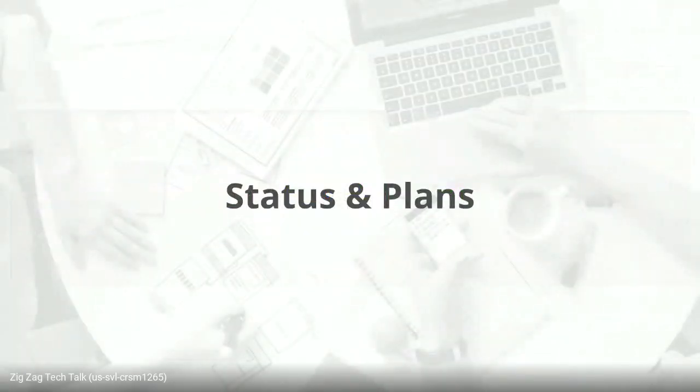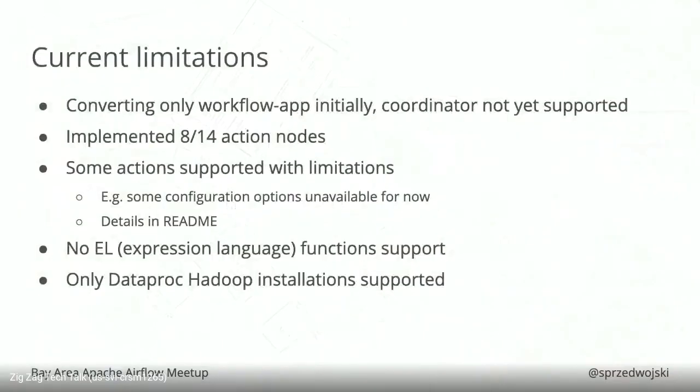All right, so let me now tell you where we are, because this is an ongoing project. We haven't finished everything yet, so there are some limitations. For example, we only convert the workflow app, which in Oozie is the definition of the logic of the workflow. But the coordinator app, which defines the scheduling, is not yet supported. We've implemented 8 out of 14 action nodes, but 1 or 2 of them are currently being reviewed.